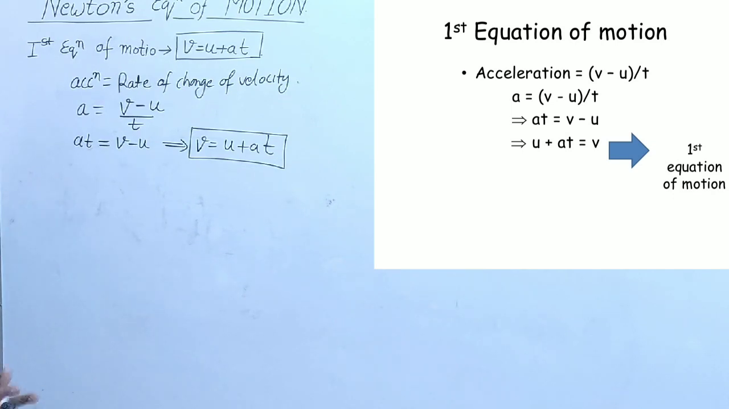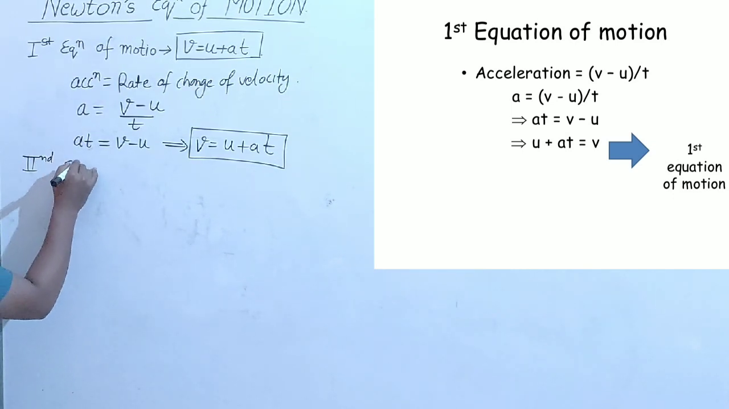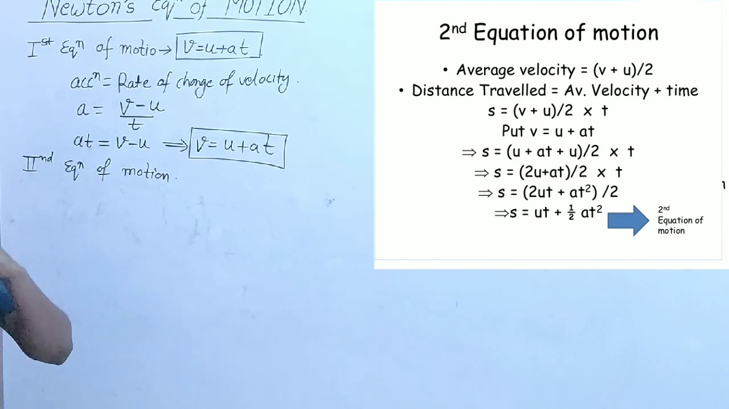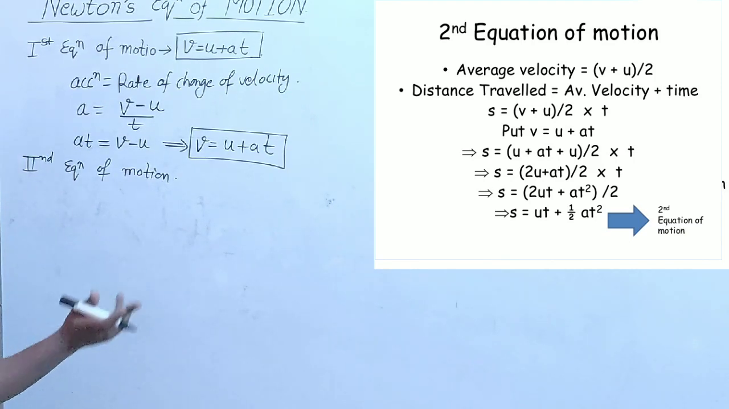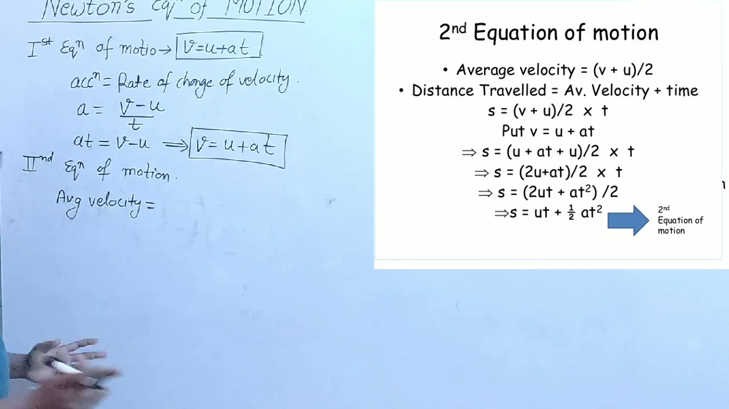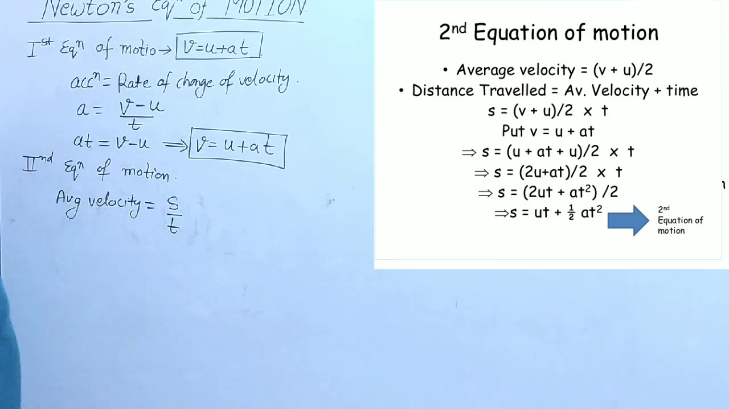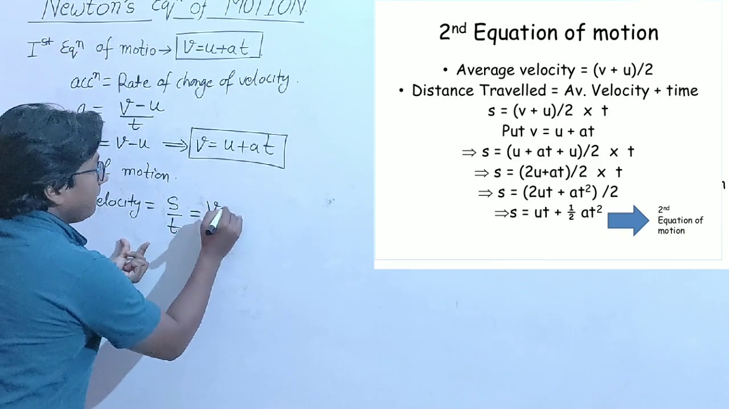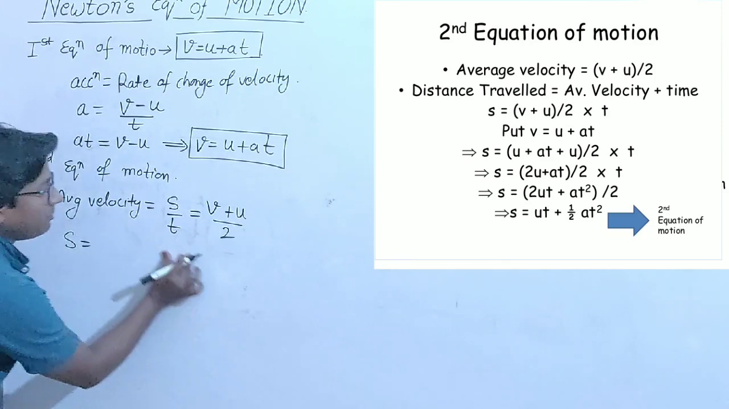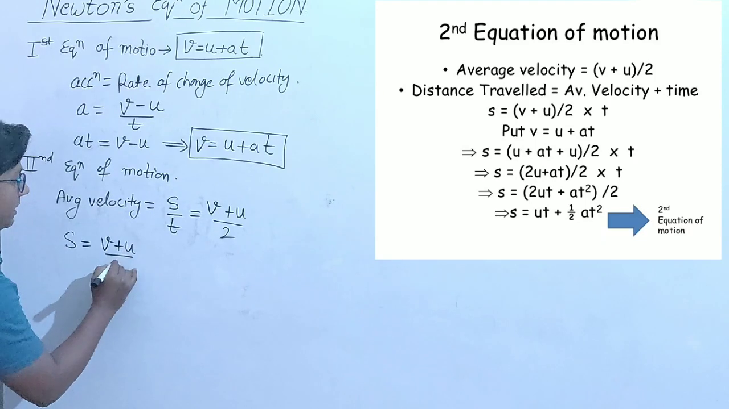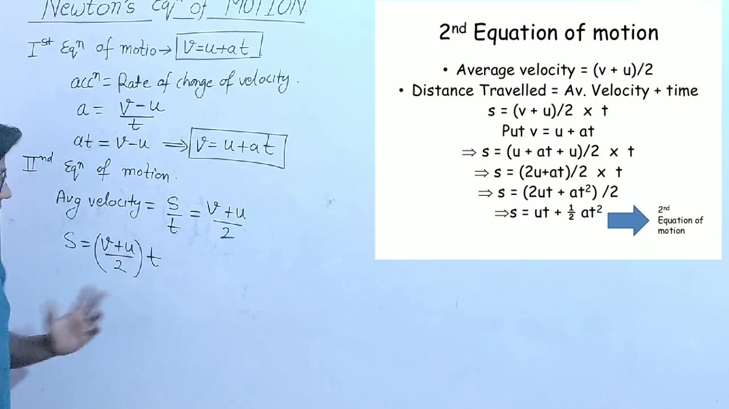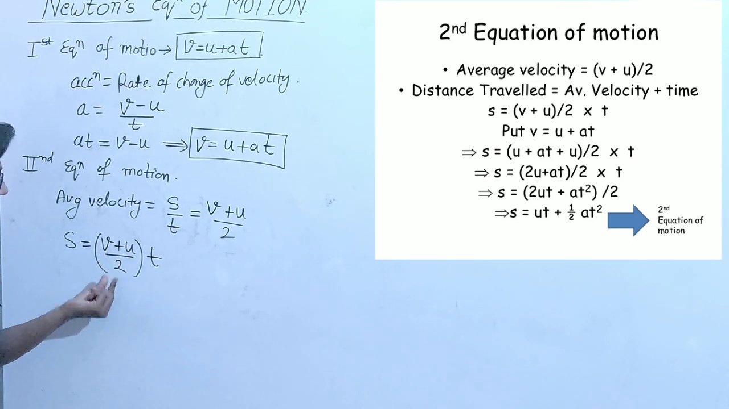Now deriving the second equation of motion. For the second equation, S equals UT plus half AT squared, we will use the average velocity formula. The average velocity has two formulas. First is total displacement S upon total time T, and it is also V plus U, final velocity plus initial velocity, by 2. So S equals (V plus U) by 2 into T. Dear students, this displacement equation is very important for the third equation of motion also.